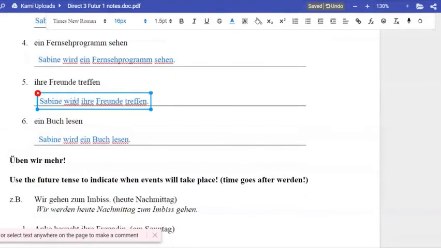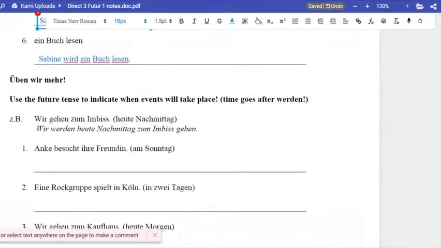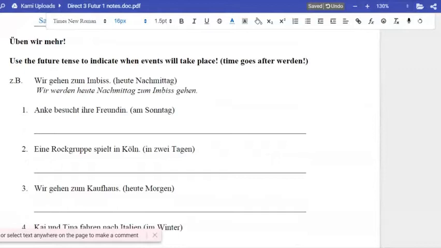Wunderbar. Nummer 6. Sabina wird ein Buch lesen. You say it. Sehr gut. All right. If you have any questions, you might want to come to a Zoom and state those questions there. But right now, we're going to move on to the second guided practice.